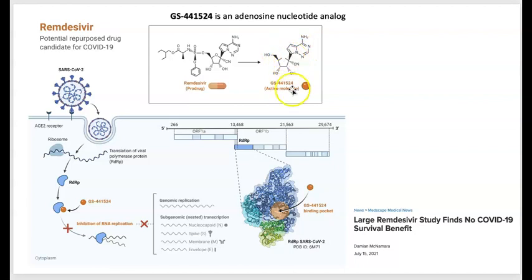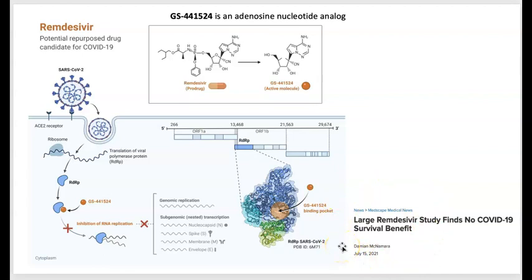This drug will actually fit into a binding pocket in this active site here in the virus RNA-dependent RNA polymerase. Once this binds, it basically just blocks elongation of the RNA chain, the nascent RNA chain, and thereby essentially interferes with SARS-CoV-2 replication. But as I show you here, this is a relatively recent study.